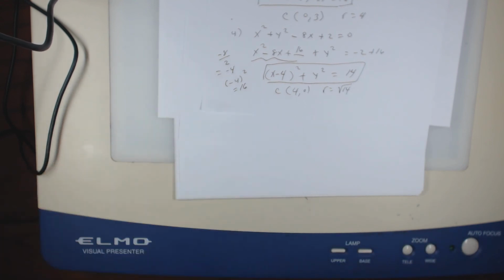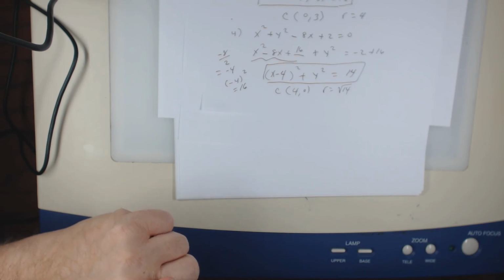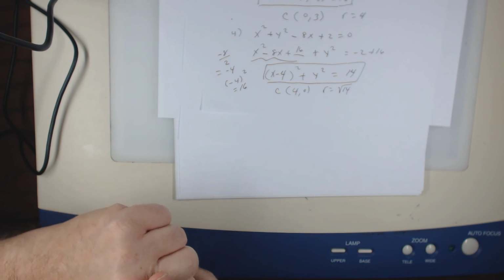Can I simplify the square root of 14? No. A decimal does not simplify. When I say simplify the square root of 14, I'm asking, is there a perfect square that goes into 14 other than 1? No.